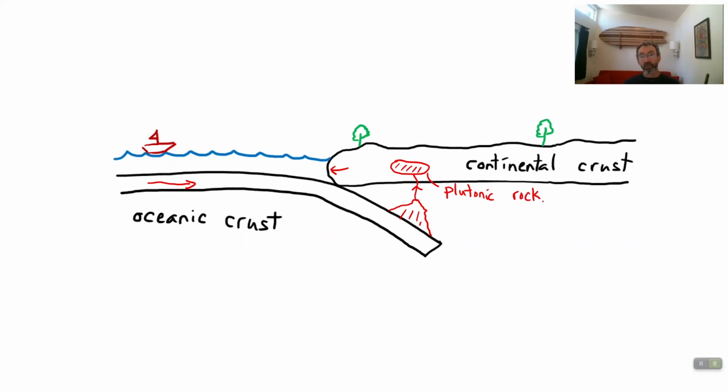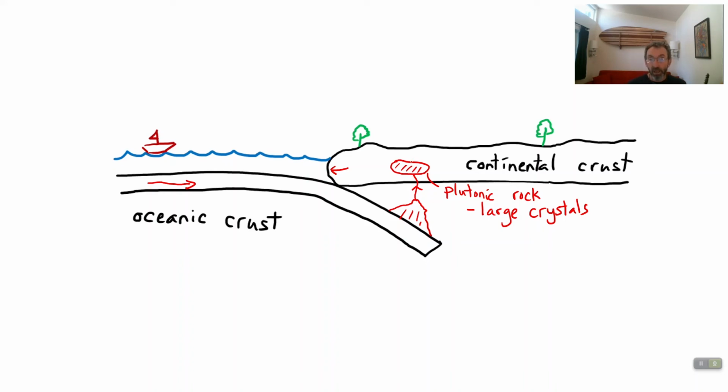Now, because this magma is cooling within the crust and it's surrounded by thick layers of rock, it cools down very slowly. And because it cools down very slowly, the crystals in the rock have a chance to grow. And as a result, plutonic rock is characterized by having very large crystals. And just to give you an idea of how long it takes for plutonic rock to cool down, it can take on the order of hundreds of thousands to millions of years to completely harden and turn into a solid.